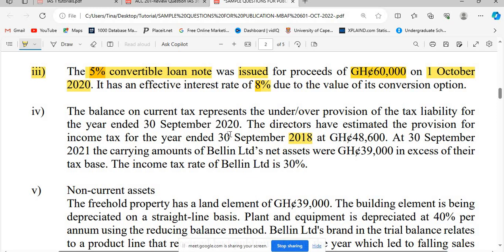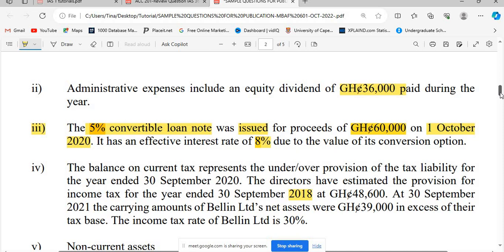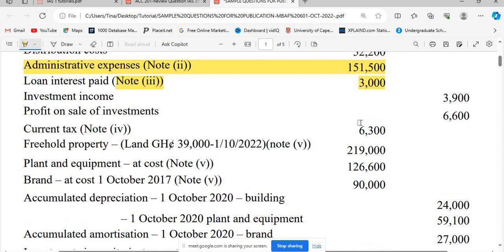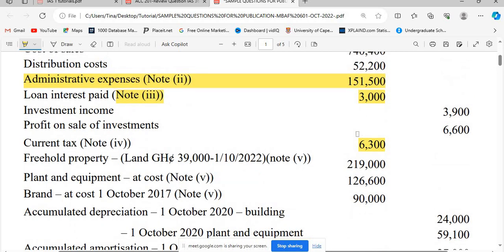So the first sentence of IV says that the balance on current tax represents the under or over provision of tax liability for the year ended 30th September 2020. Now let's note how we will know whether it is under or over provision. It is the position of the item. The current tax is at the debit side, so it will be an under provision. If there is an under tax provision, it will be a debit.